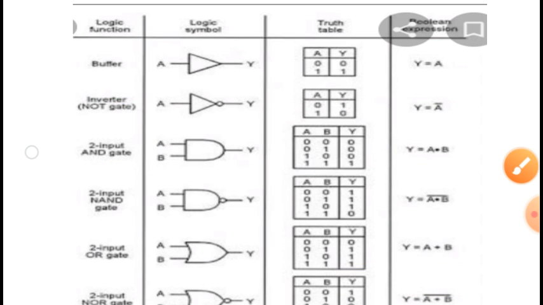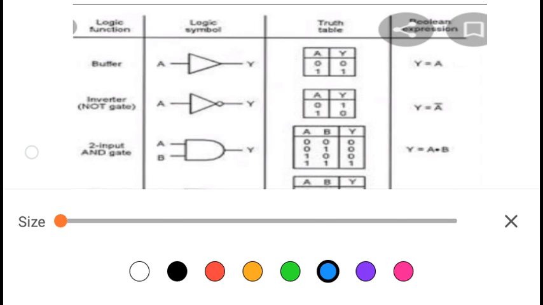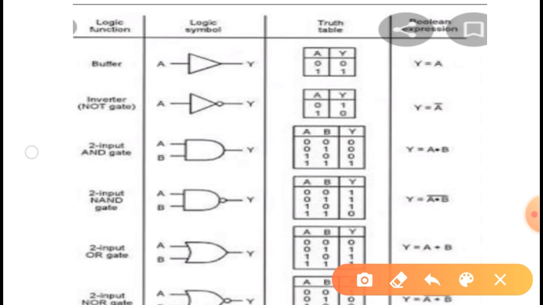The next gate is the NAND gate. The NAND gate is an inverted form of the AND gate. It means the output of the NAND gate is low whenever the inputs of the NAND gate are high. The Boolean expression for this NAND gate is y equal to A dot B whole bar.